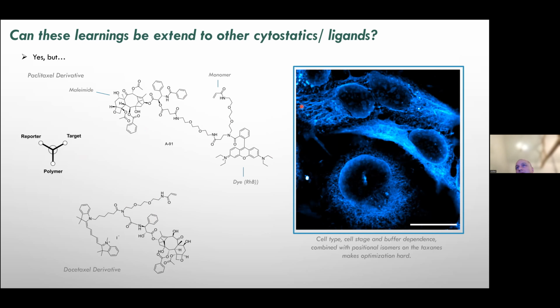What appears to be the case is that the positional arrangement of the ligand on the taxane derivative, so whether your linker is at this side of the ligand or somewhere over here, has a huge impact on the performance. So this remains to be optimized, but also the cell cycle, the cell type, and a big buffer dependence make this a case that is not clear-cut yet. We're still pursuing this, but it's not finished yet.